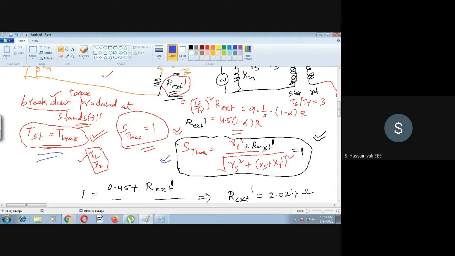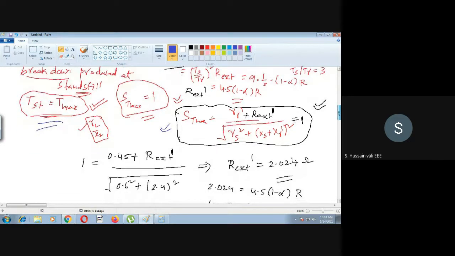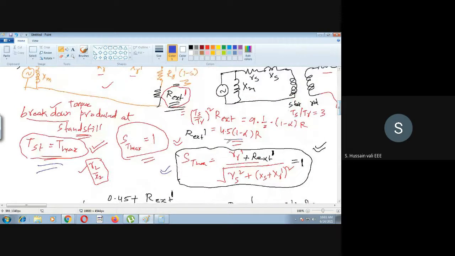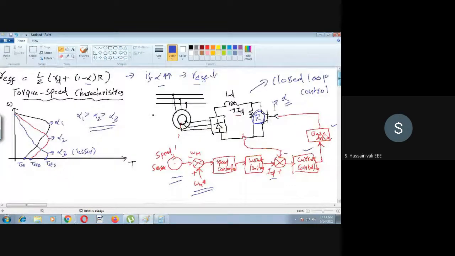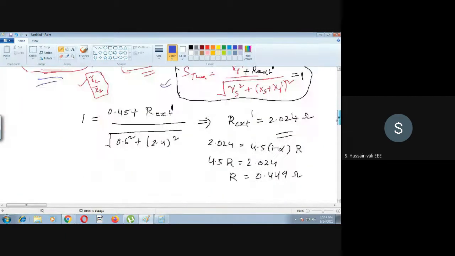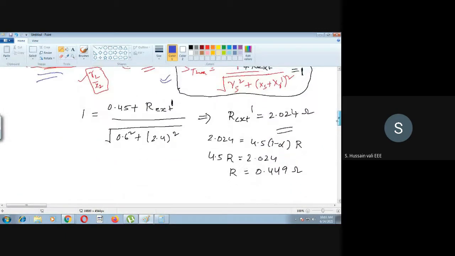Then we got a previous equation, another equation that we got from the very first equation. Which equation? This one. R effective is equal to 1 by 2 RD plus 1 minus alpha into R. So using the two equations, two unknowns are there, R external dash and R. So both the unknowns we found out. R external dash we got here, and the actual value of R we found is 0.449. Okay.